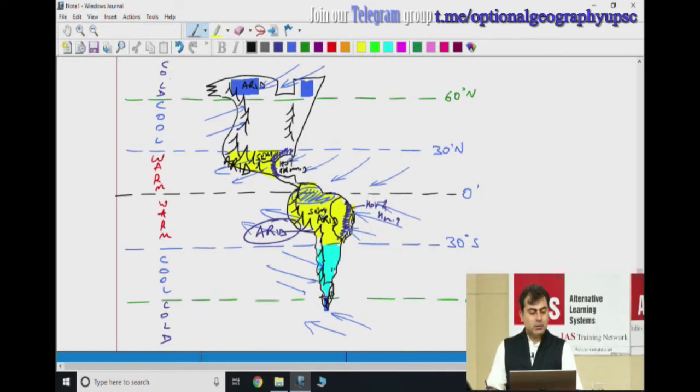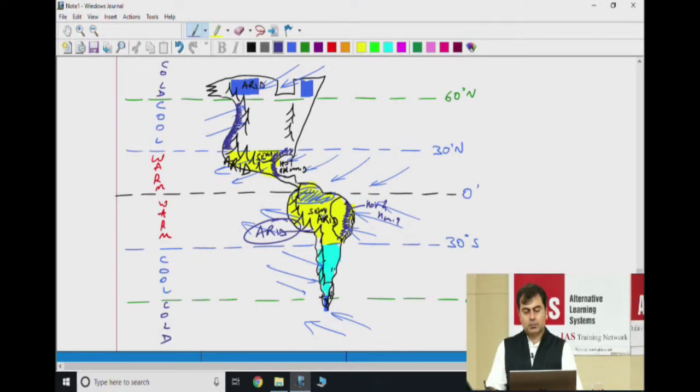If we go to the 30-degree belt, what happens? This area becomes humid. Which rainfall? Orographic rainfall. So this is not hot and arid, this is cool and humid. When it comes here, what does it become? Cool and semi-arid. Did we talk about this or not? This is also cool and semi-arid. This side will be humid.